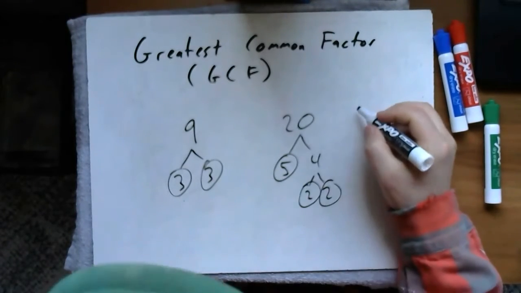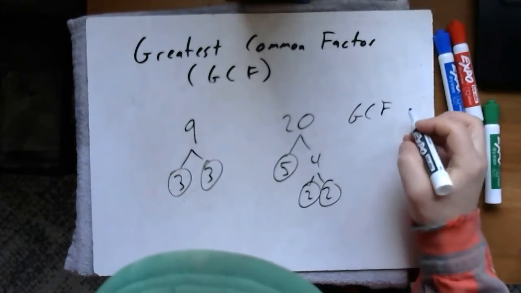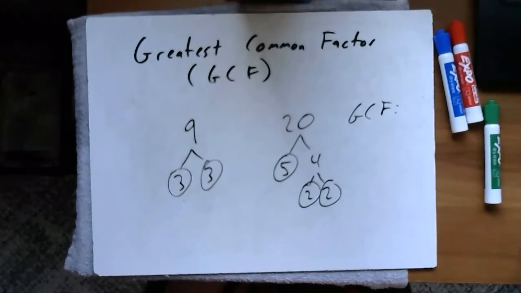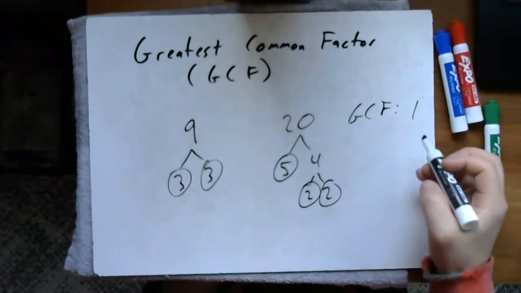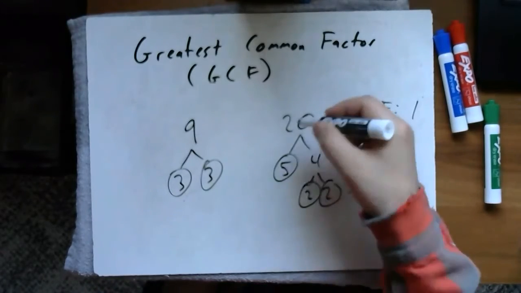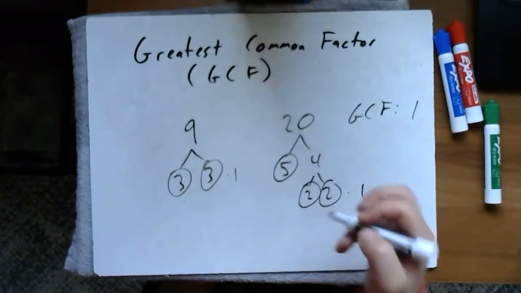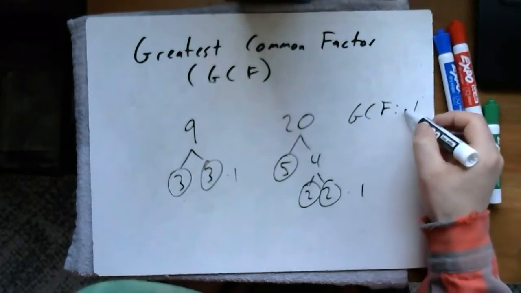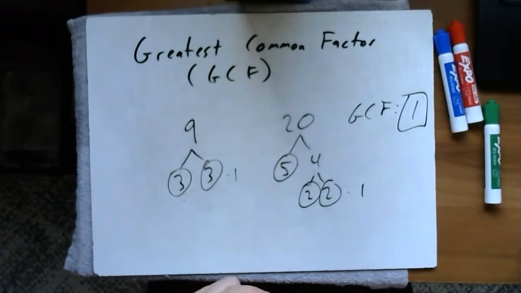So in this case, I'm just going to say, well, the greatest common factor is just going to be 1, because 1 is technically a factor, right? I could say times 1 and it wouldn't change this number, right? Times 1. So they do share 1. So in this case, the greatest common factor would be 1.